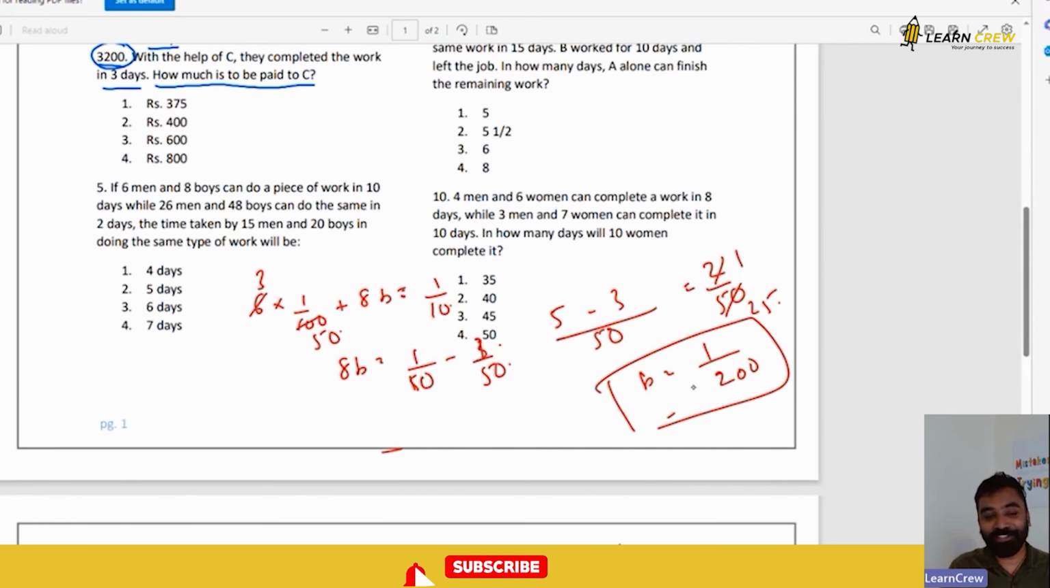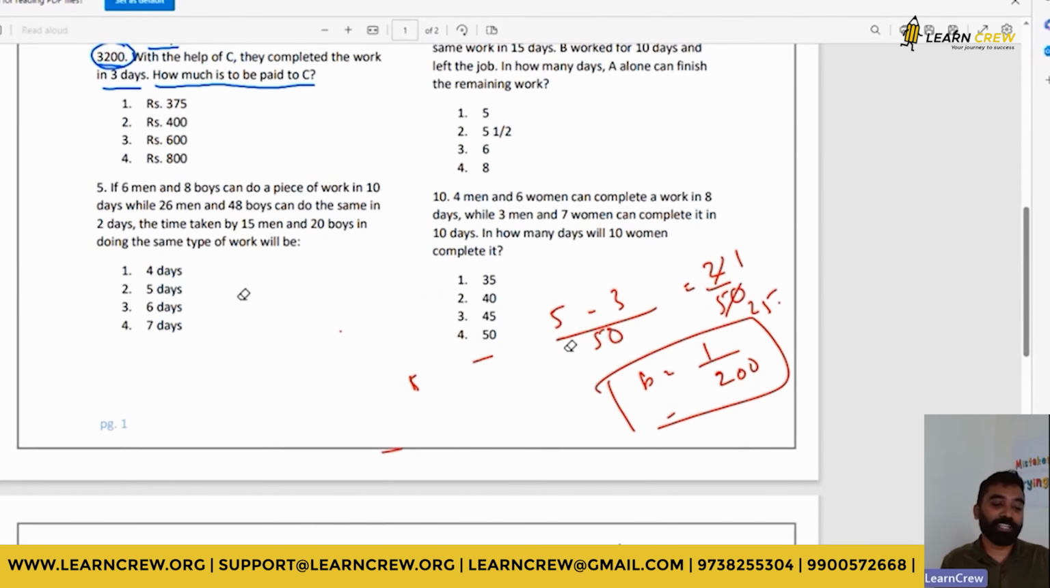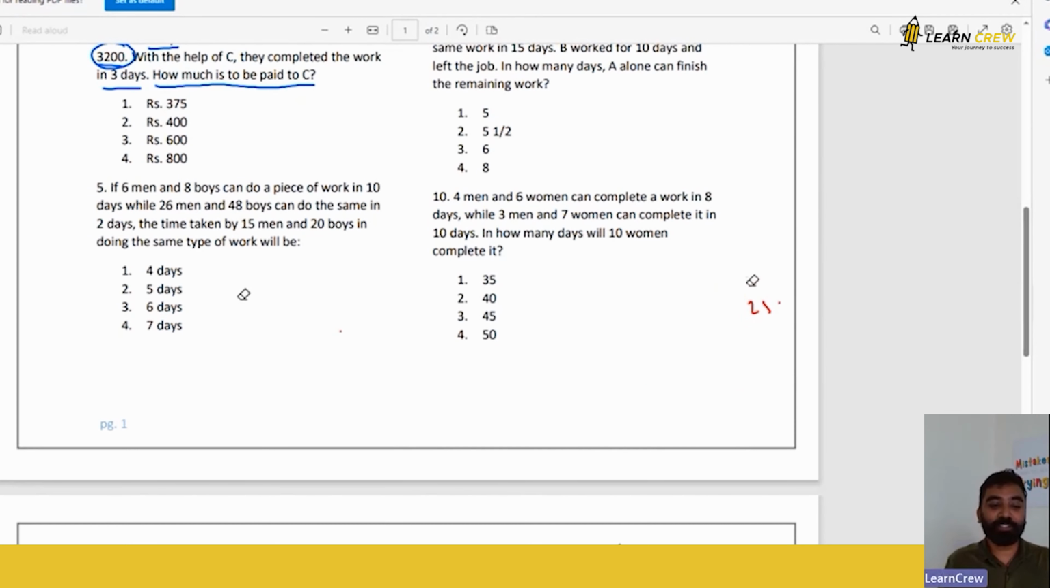Easy simplification. I cannot sit and explain these things. There are better things to do, right? See, guys, the basic simplification, you just need to get used to it. Substitute it in the given question, find out the answer.